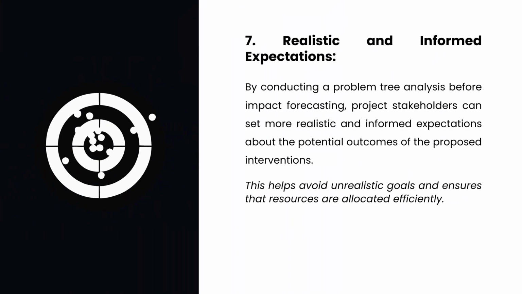Of course, all that leads to realistic and informed expectations. By conducting a problem tree analysis before impact forecasting, project stakeholders can set more realistic and informed expectations about the potential outcomes of proposed interventions. This helps avoid unrealistic goals and ensures that resources are allocated efficiently.